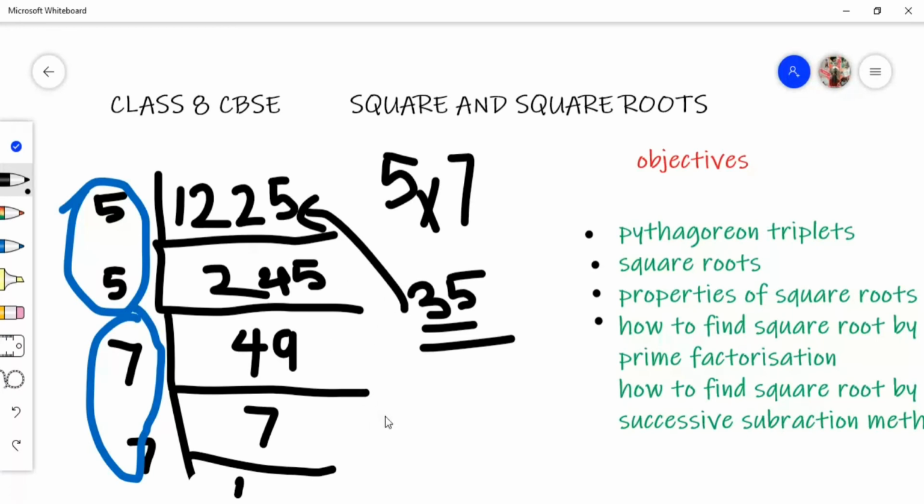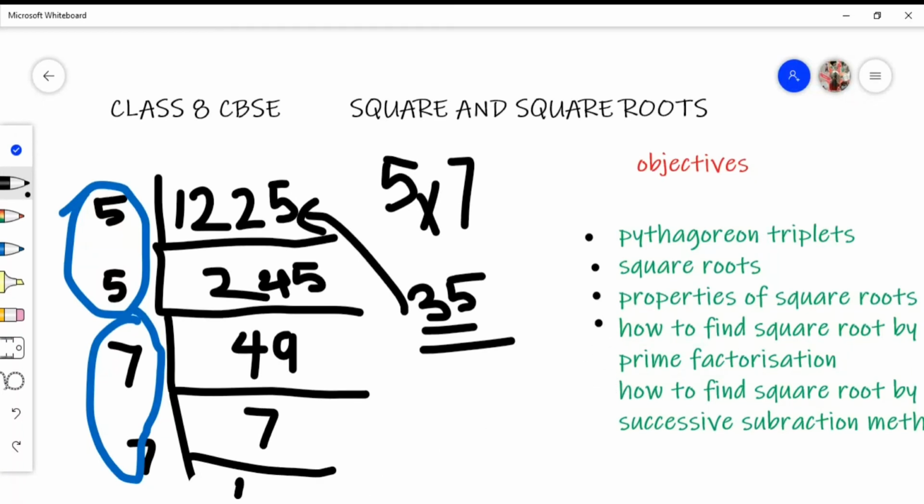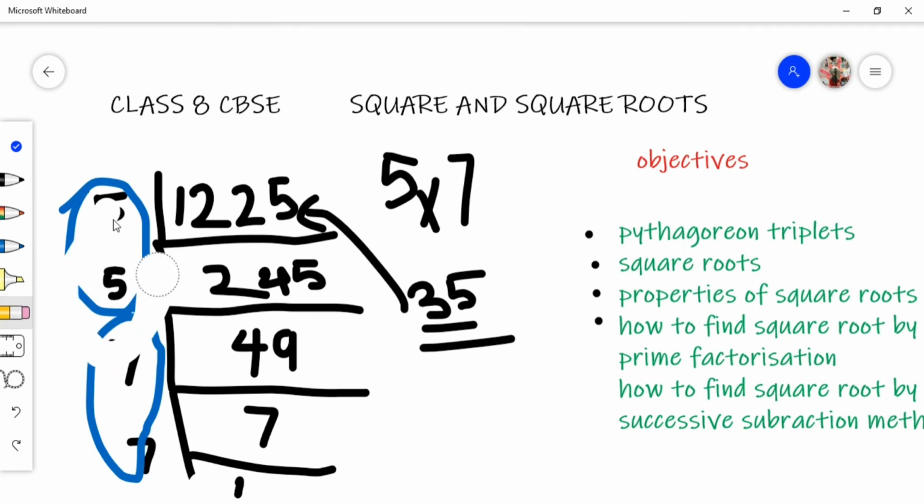1225. Okay, so I hope this method of prime factorization is also clear to you. So let us mark it out as well. Yeah, it is already marked out. So I'll erase this up.